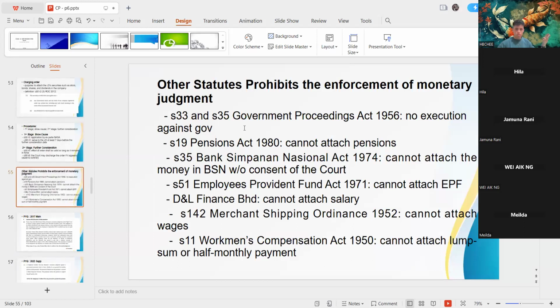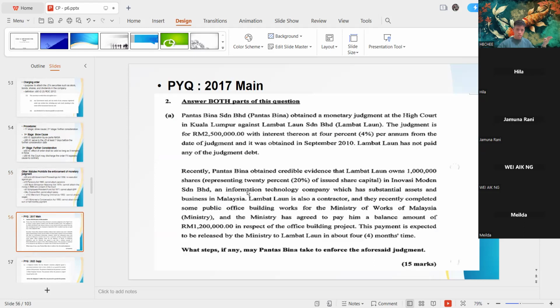Actually there are certain statutes that prohibit the enforcement of monetary judgment. The first one is the Government Proceedings Act: no execution can be made against the government. So in this situation, since it is against the government, it is unlikely that the garnishing proceeding will be allowed. This will be challenged. This is the reason why.